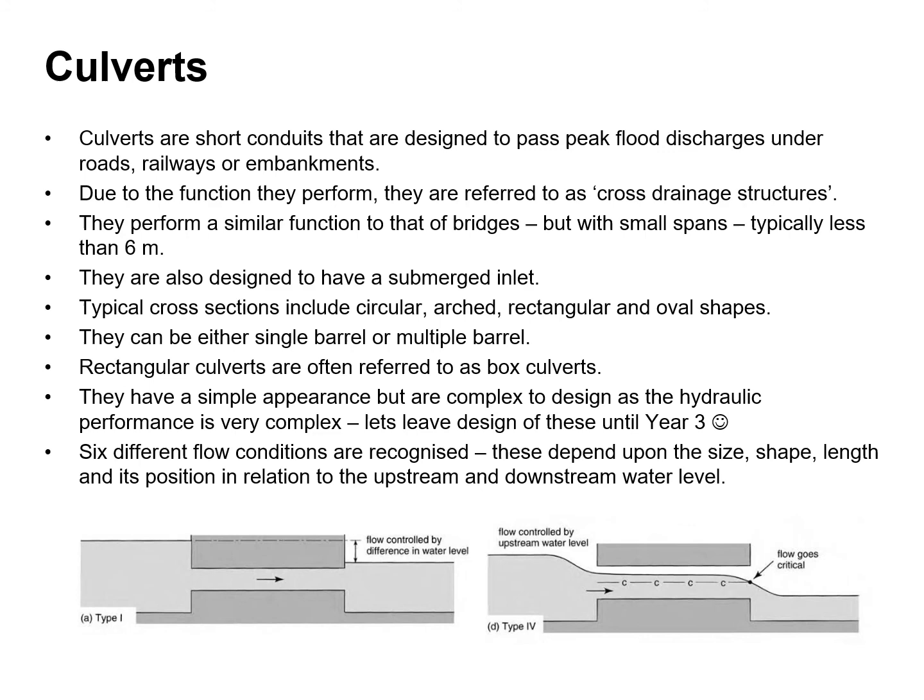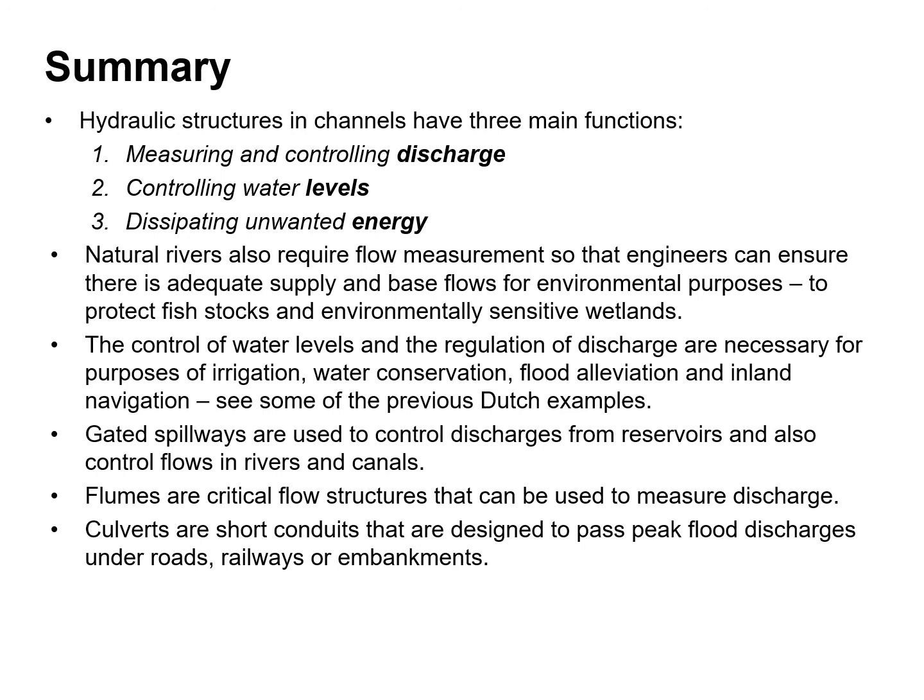So hydraulic structures and channels have 3 main functions. They can either measure or control discharge, or control water levels, or dissipate unwanted energy. Natural rivers also require flow measurement so that engineers can ensure there's adequate supply of base flows for environmental purposes. And the control of water levels and the regulation of discharge are necessary for purposes of irrigation. And I've shown you some examples of that in Holland.